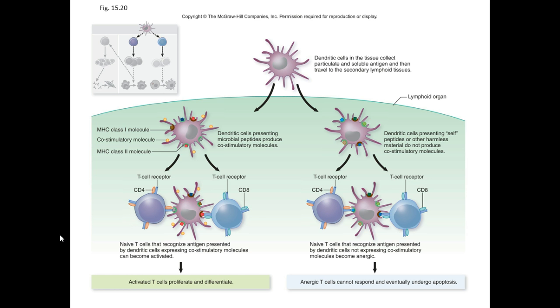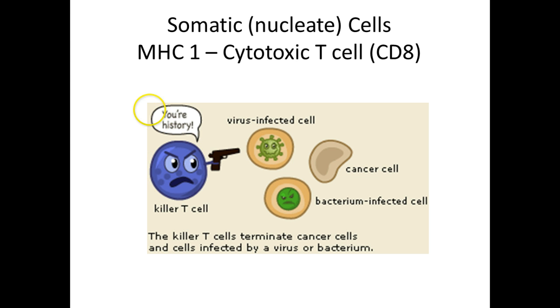The cytotoxic, right? The CD8, right? And the difference there is which MHC the dendritic cell is using that time. Class 1, right? So dendritic cells have the ability, and macrophages have the ability to do both, right? Our somatic or nucleated cells can also present using MHC class 1.